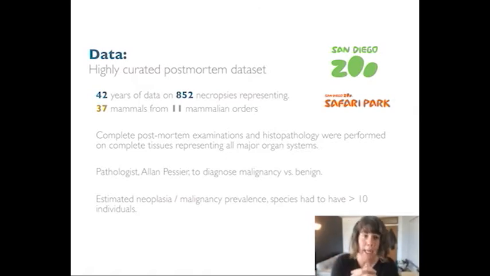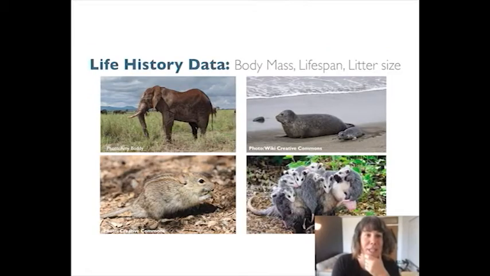They were able to estimate not only neoplasia, but malignancy, which has been very difficult to get at in some of these comparative approaches. And each species had to have 10 individuals. And again, at this time, this was the best we could get, which was still small, okay? That's the caveat. And we had quite nice life history data across species.